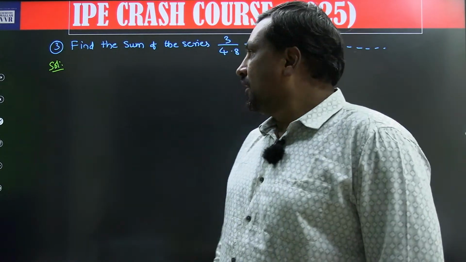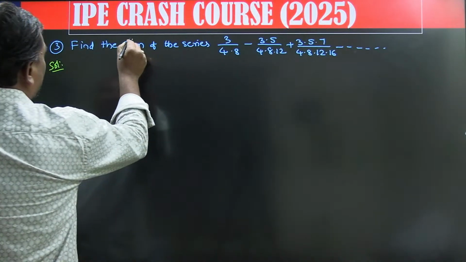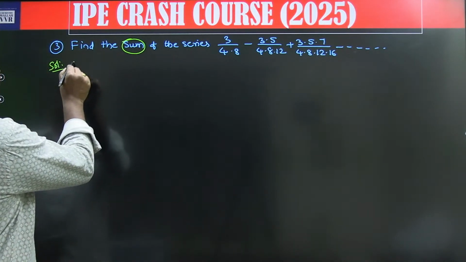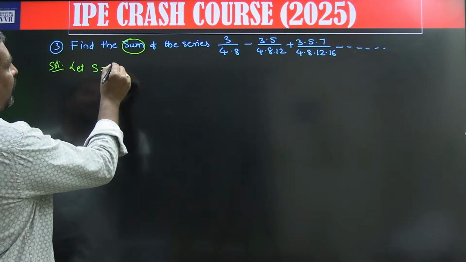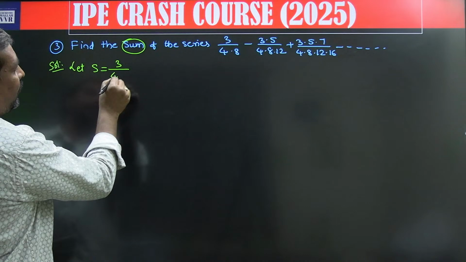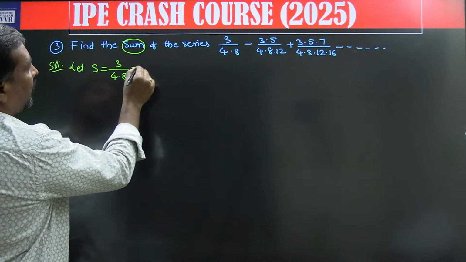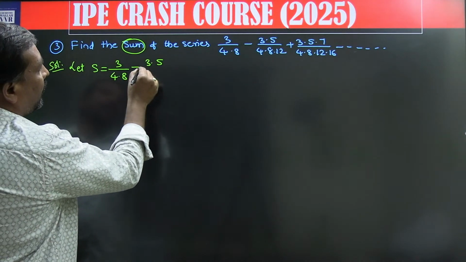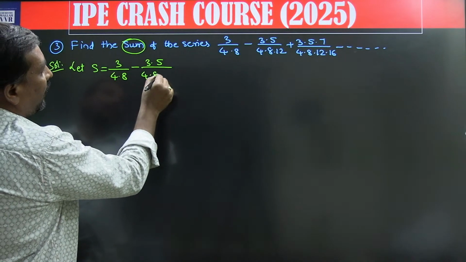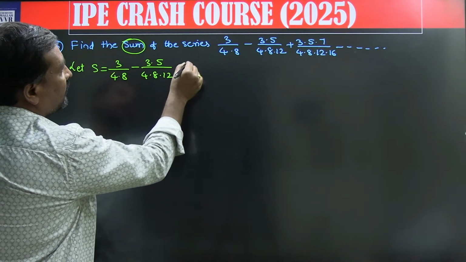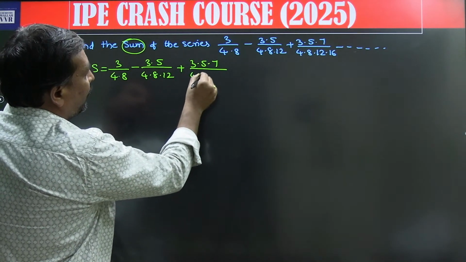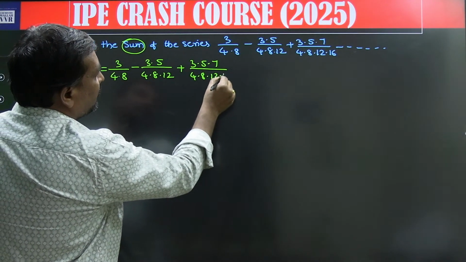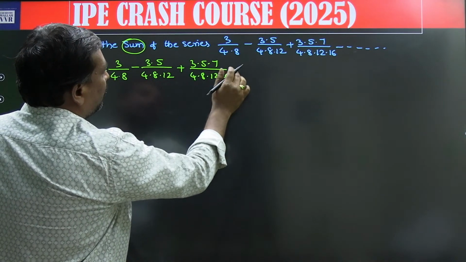Okay, we have to find out the sum of the series. So let S is equals to 3 by 4 into 8 minus 3 into 5 by 4 into 8 into 12 plus 3 into 5 into 7 by 4 into 8 into 12 into 16 minus and so on.